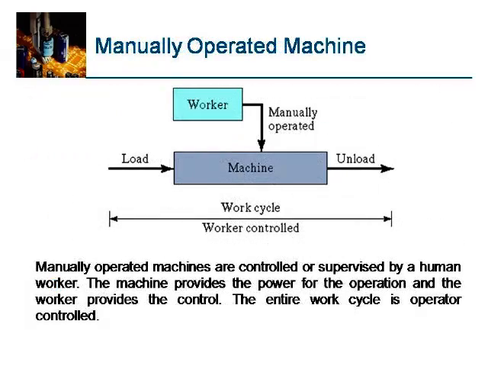Manually operated machine: you know that the machine is operated with the help of a worker and tools, and it in turn processes the parts. Manually operated machines are controlled or supervised by a human worker. The machine provides the power for the operation, and the worker provides the control. The entire work cycle is operator controlled.